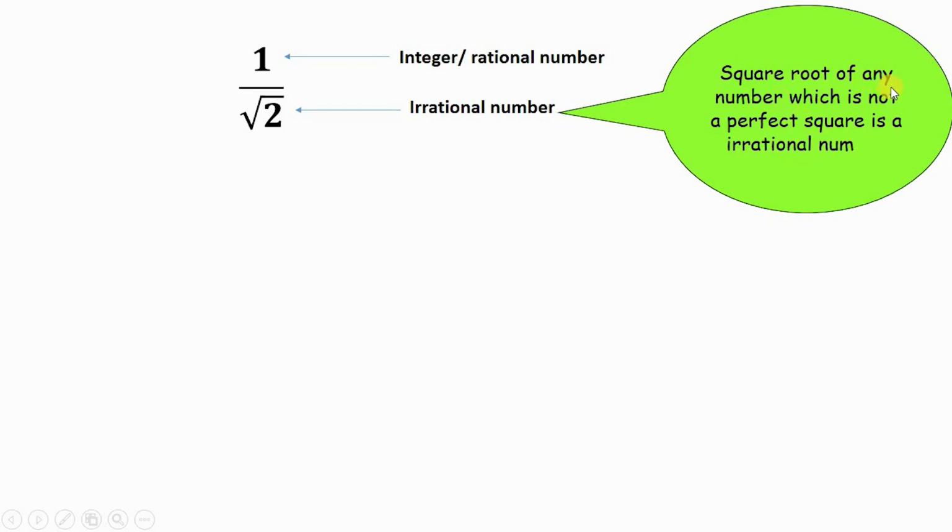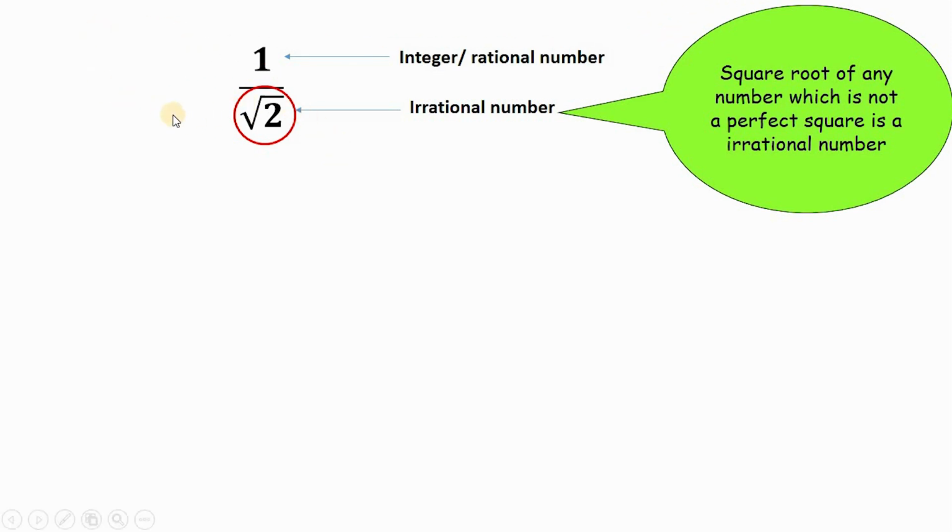Okay, the square root of any number which is not a perfect square is an irrational number. Now the next one is 1 by square root of 2, a rational number divided by an irrational number. This is not called the standard form of a number. In the standard form, it is necessary to have the denominator always rational. We should write the denominator as a rational number.